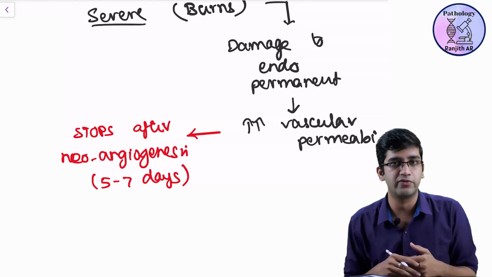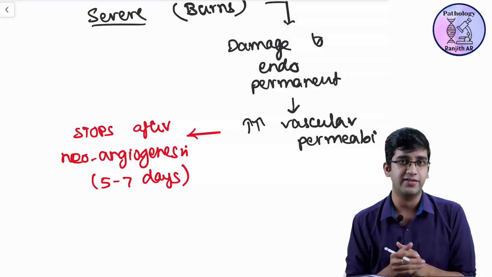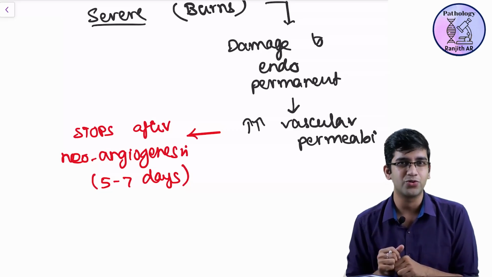That's about the fourth type of inflammation, the fourth type of vascular phase, right? I can have so many things. I'll add one more, a fifth also.